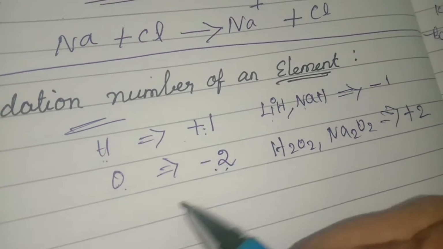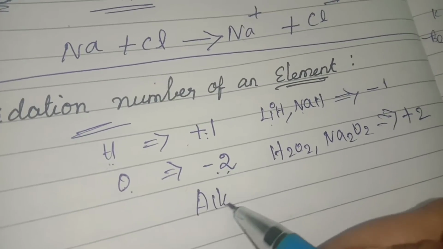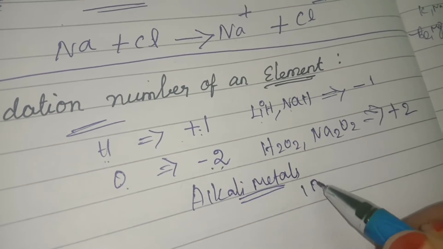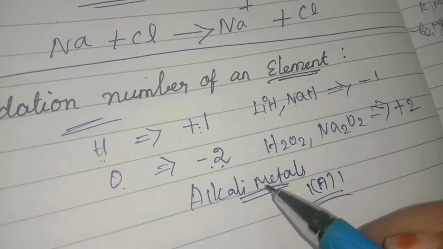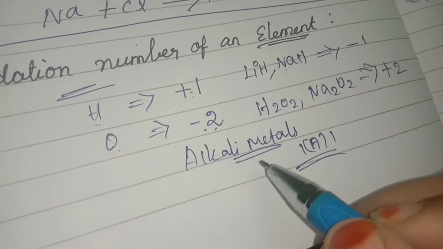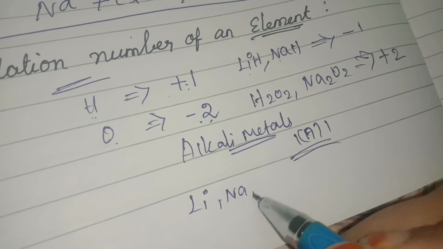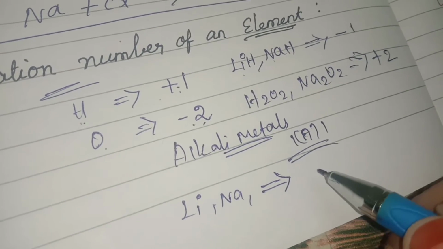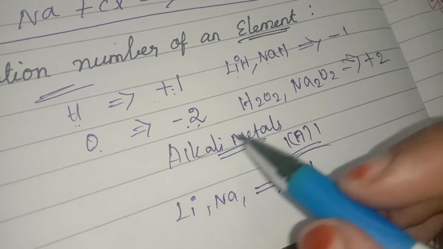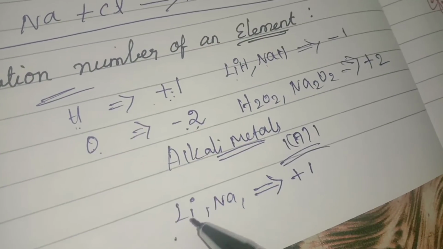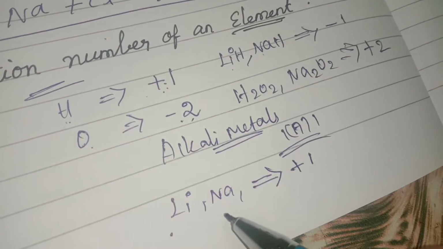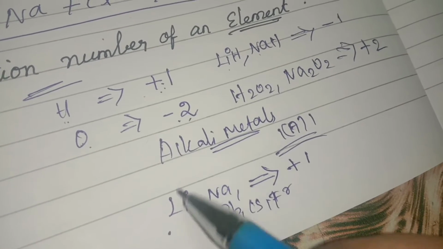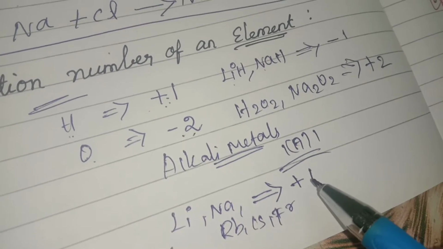And for alkali metals, what are the alkali metals? Those occupying the first group in the periodic table are known as alkali metals. Examples for alkali metals are lithium, sodium, and rubidium, cesium, francium. For these alkali metals, the value of oxidation number is +1. For hydrogen also +1.